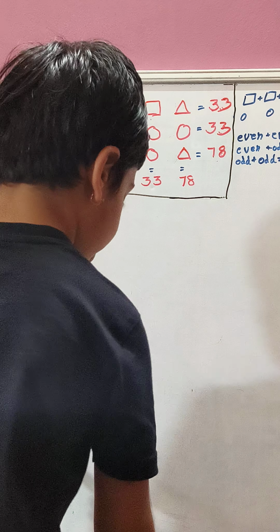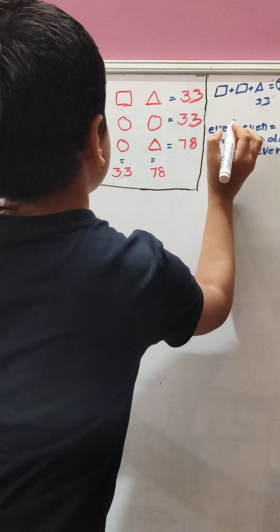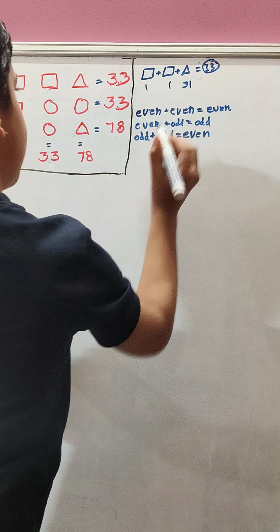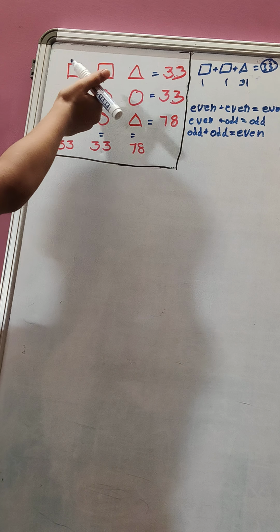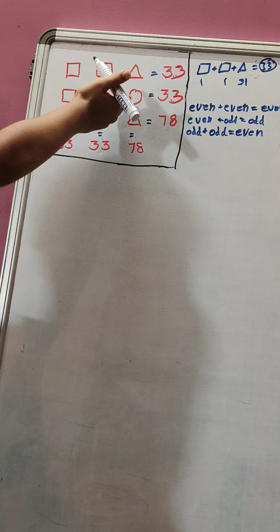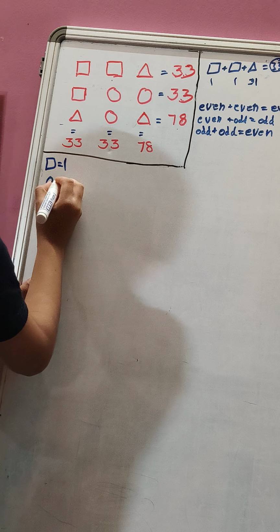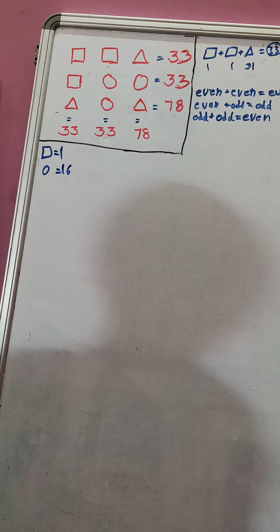When you get to know that square is not 0, now let us consider it as 1, and 1 and this will become 31 here. And when this is 1, and 32 is here, 16 and 16 you can take it. We got to know that square is equal to 1, and we'll consider circle is equal to 16. And let us see the third expression.